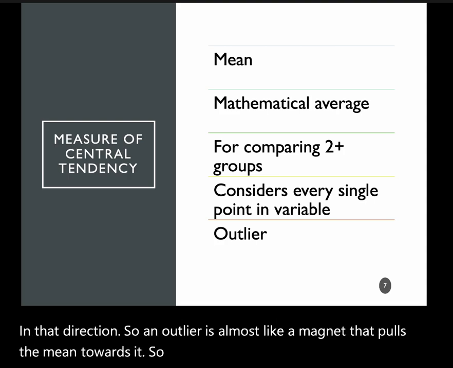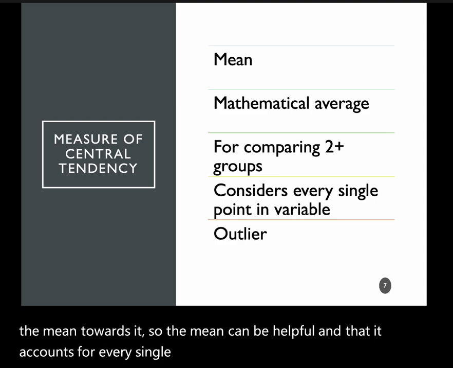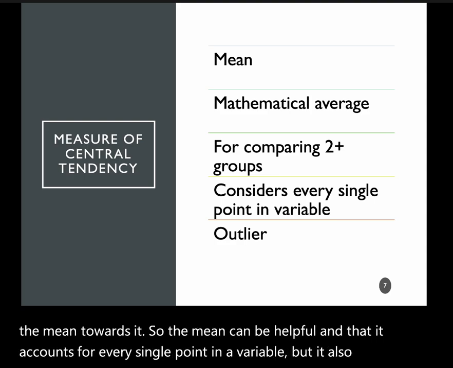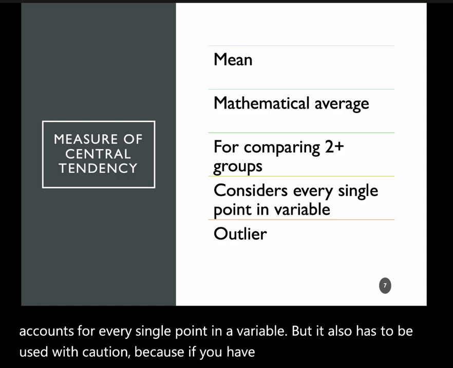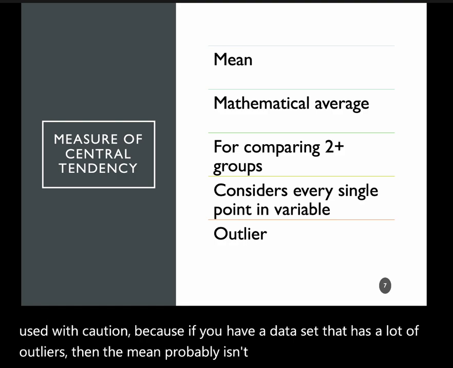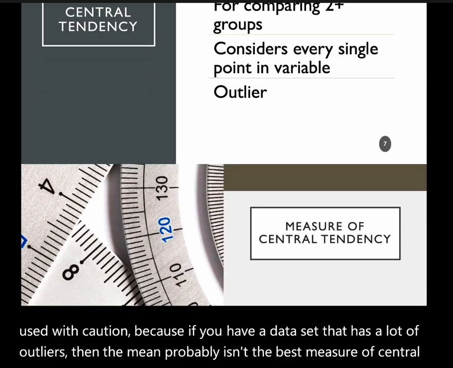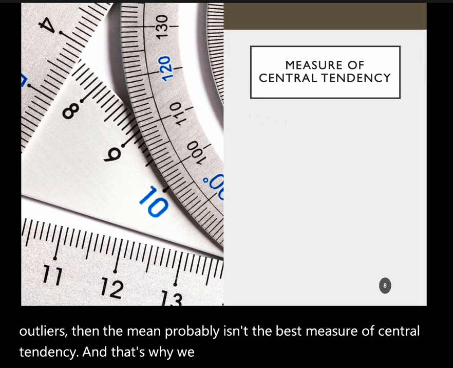So the mean can be helpful in that it accounts for every single point in a variable, but it also has to be used with caution, because if you have a data set that has a lot of outliers, then the mean probably isn't the best measure of central tendency. And that's why we have other options, one of those being the median.